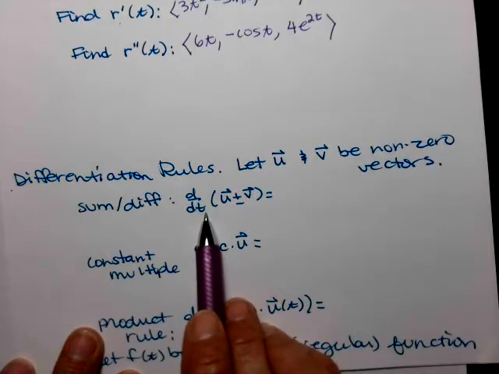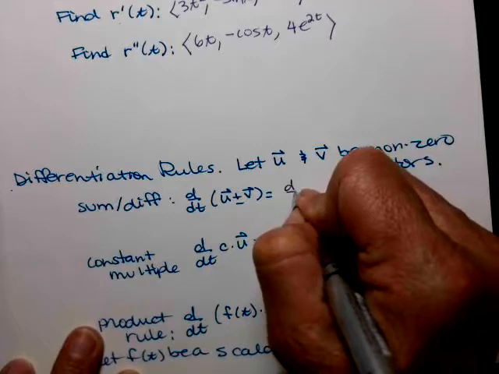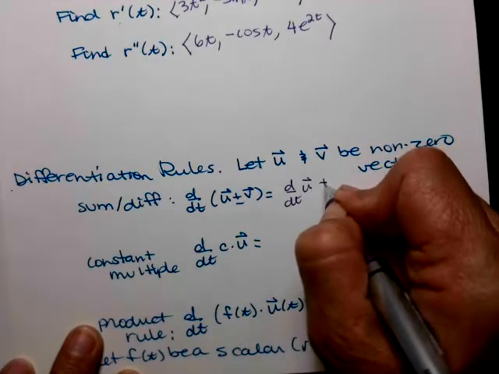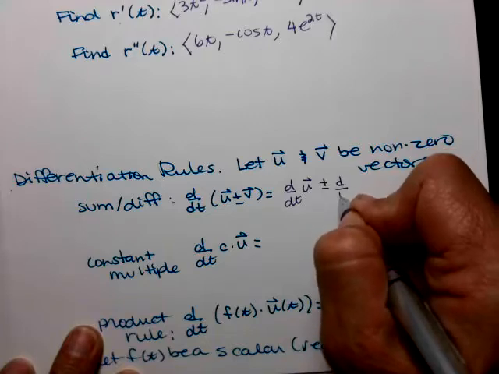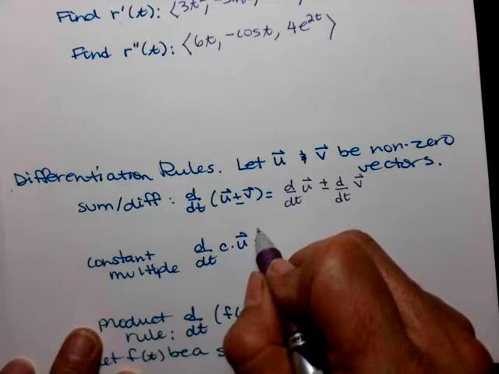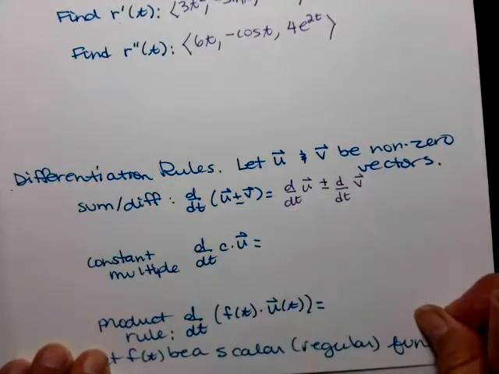So if we take the derivative of u plus or minus v, I know you know what that's going to be, right? It's the derivative of u plus or minus the derivative with respect to t of v, right? So you can either add or subtract them first and then take the derivative, or take the derivative independently and then add them together.